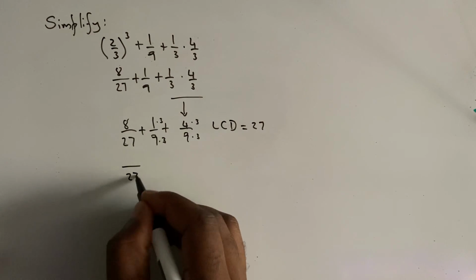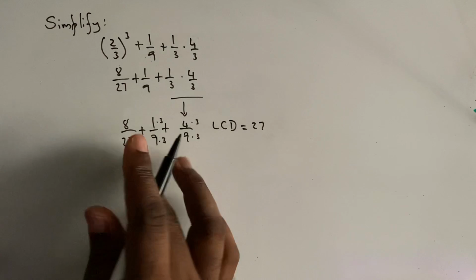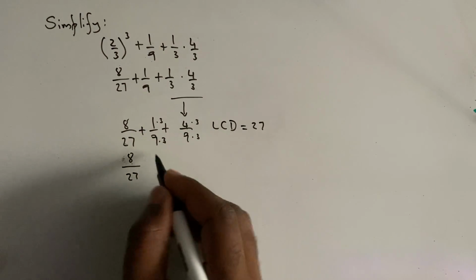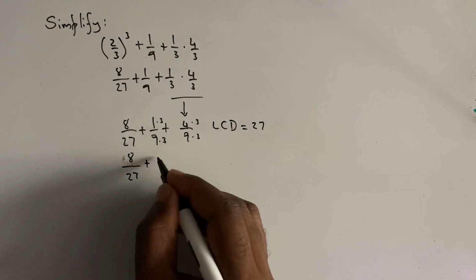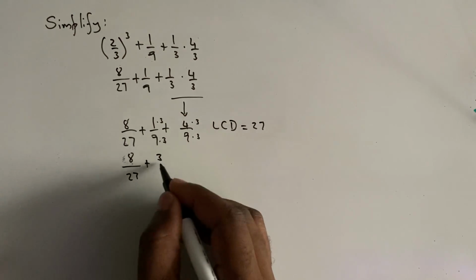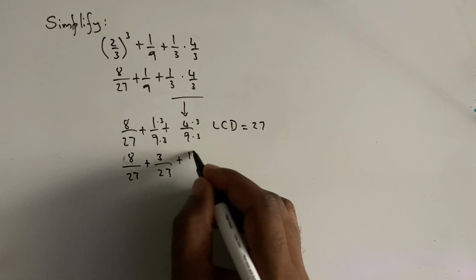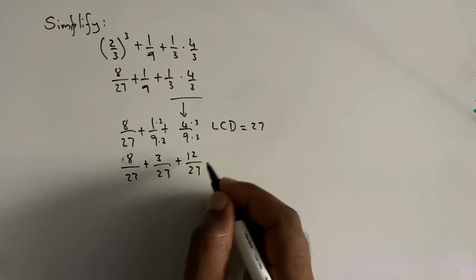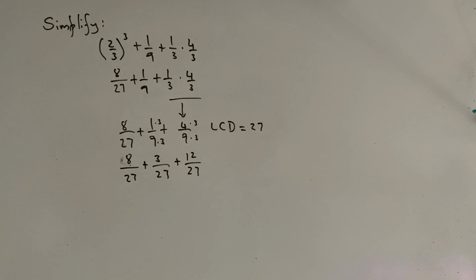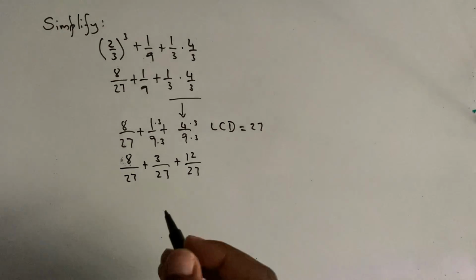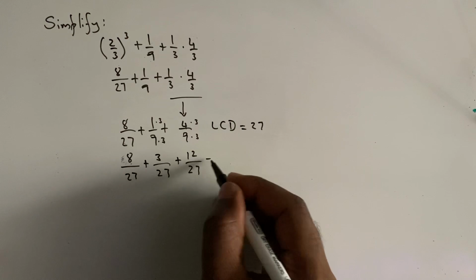Then this will become 27, stays as 27. 8 over 27. Plus this one will be 3 now, because 1 times 3 is 3, over 27. Plus 4 times 3, 12, over 27. As you can see here, now they have the same denominator. And once you have the same denominator, you can just combine the top and you'll be fine.